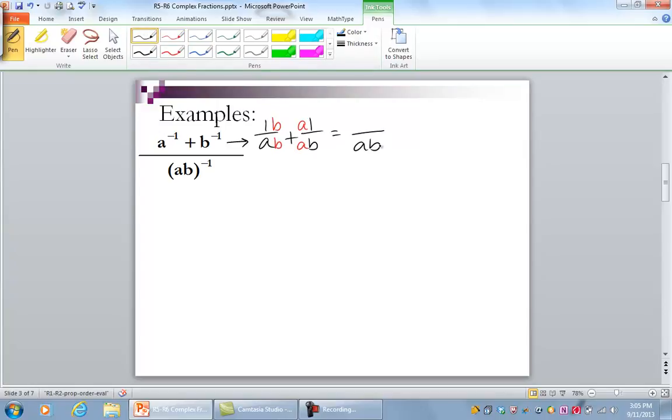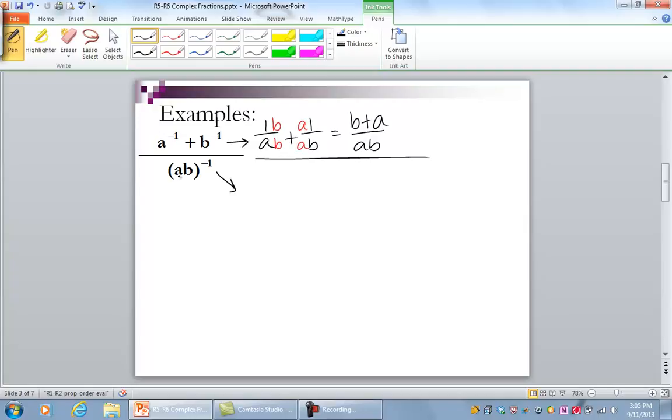So that denominator stays, and it is ab, and the top is just b plus a. Okay? If we were only dealing with the numerator, then this would be our final simplified answer. But we are also dealing with the denominator, so I'm going to do that one down here. So problem number 2 is to simplify just the denominator.